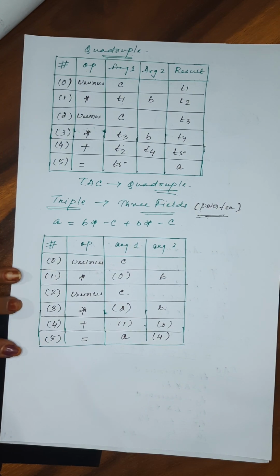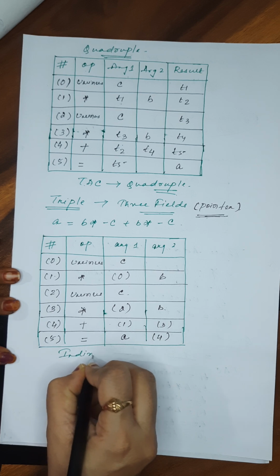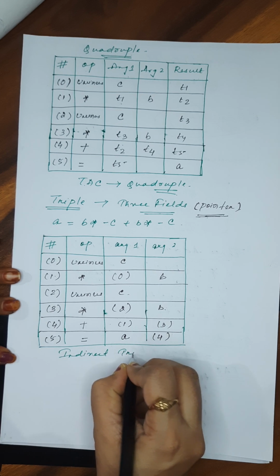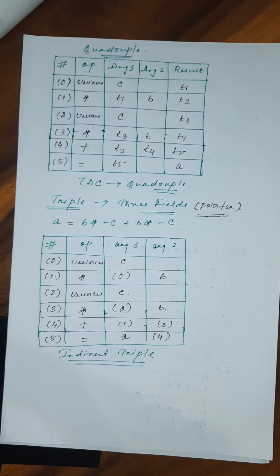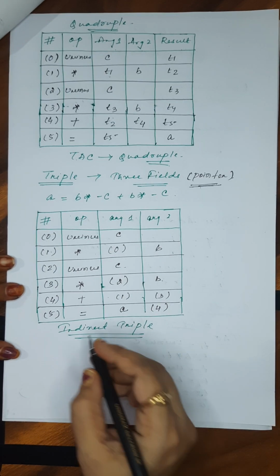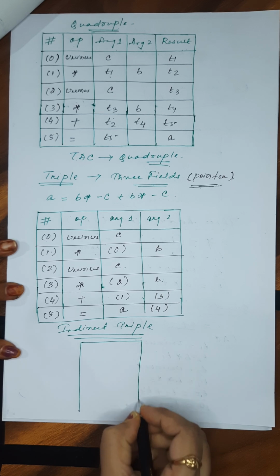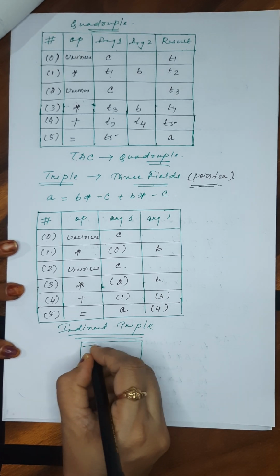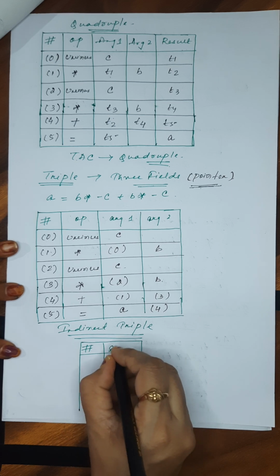type of optimization that you are going to read over here is the indirect triple. Indirect triple uses the pointer concept. The same concept will be used over here, but two different line numbers will be used. Okay. For this, I will draw a table first. It will have two fields because we are only dealing with line numbers. So, hash, then another one is statement.